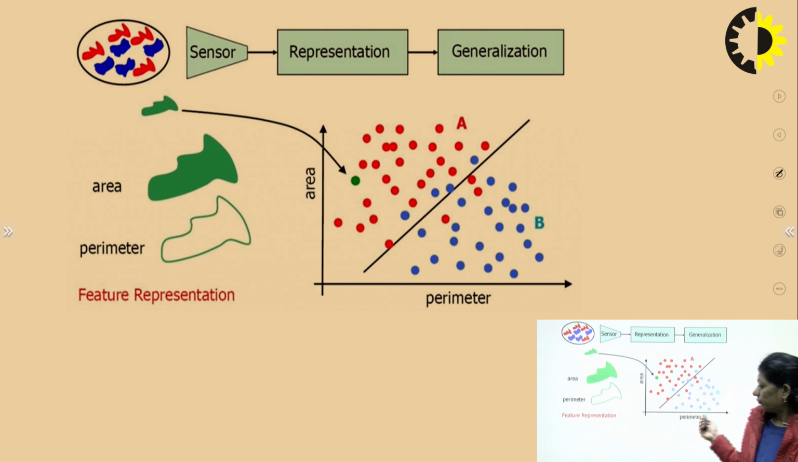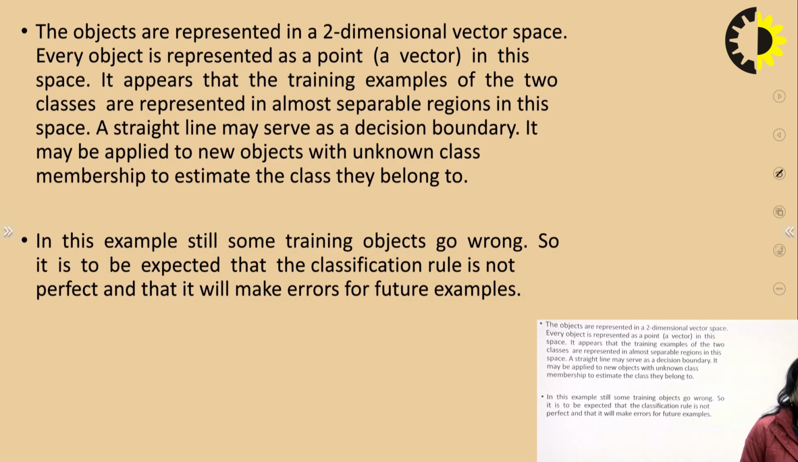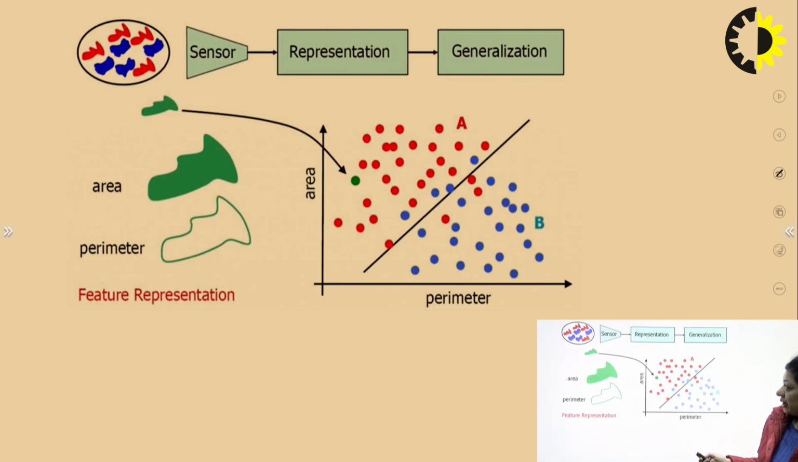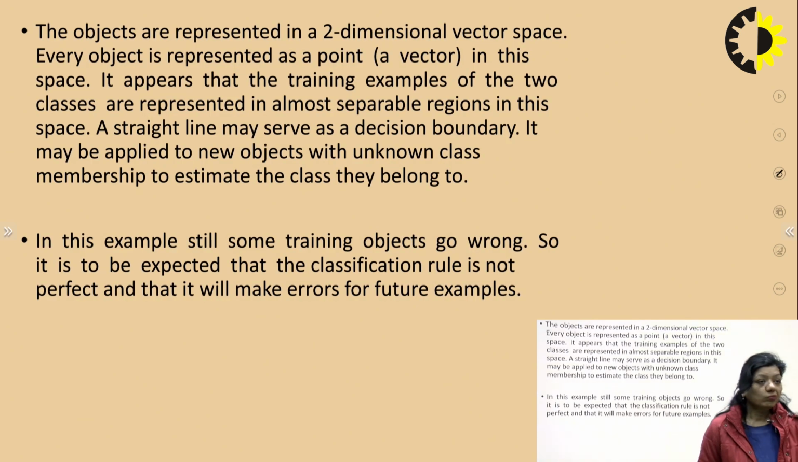So this is the pictorial diagram of feature representation. We have a sensor, through this we can represent and generalize, and this is the area and this is the parameter. In the below diagram we have objects. Generally objects are represented in a two-dimensional vector space, and every object, as we know, is represented as a point, as a vector in this space.